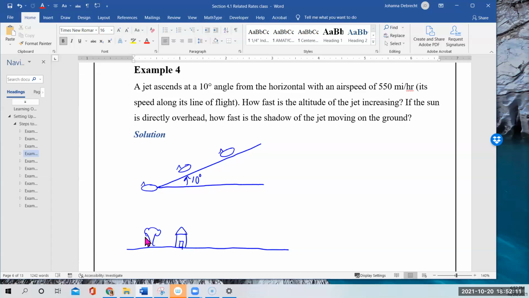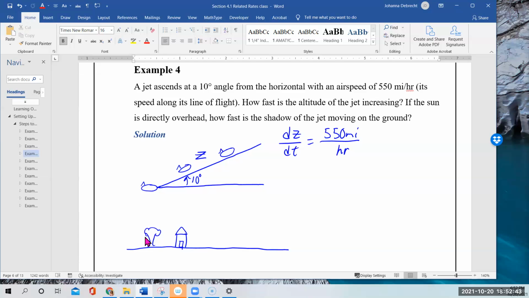Let's give this side a name so that we can write the derivative of it. We'll call it z. That means that dz/dt has got to be 550 miles per hour. Since it's going up, we'll call it a positive 550 miles per hour, as in a positive rate of change. This is the change of z with respect to time.